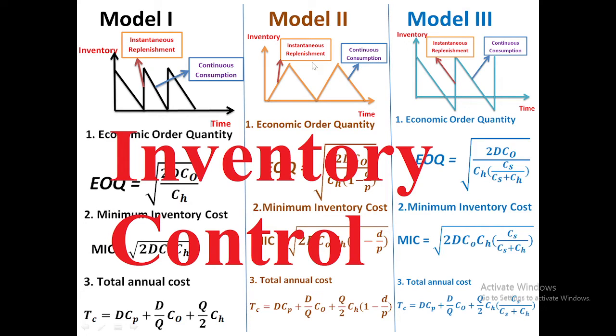And model 3, with 3 types of models. This is the simple one, model 1. Model 2 is the triangle one. This is the shortage model. The third one is the shortage model.